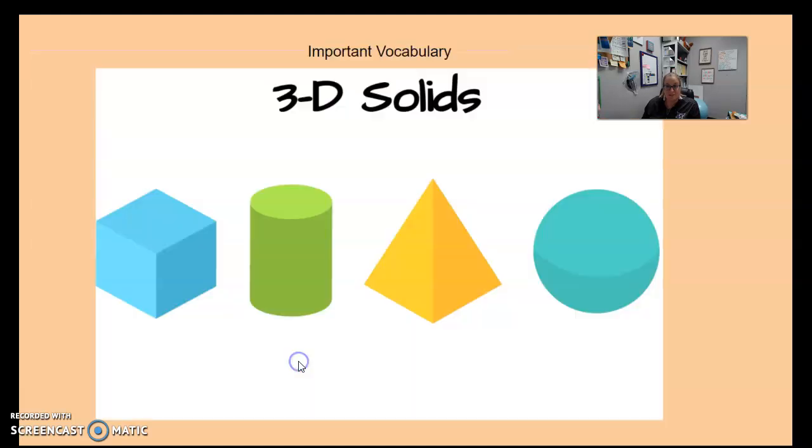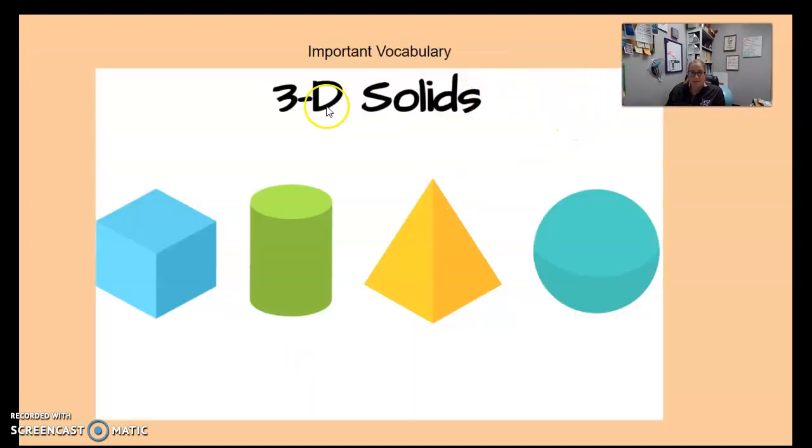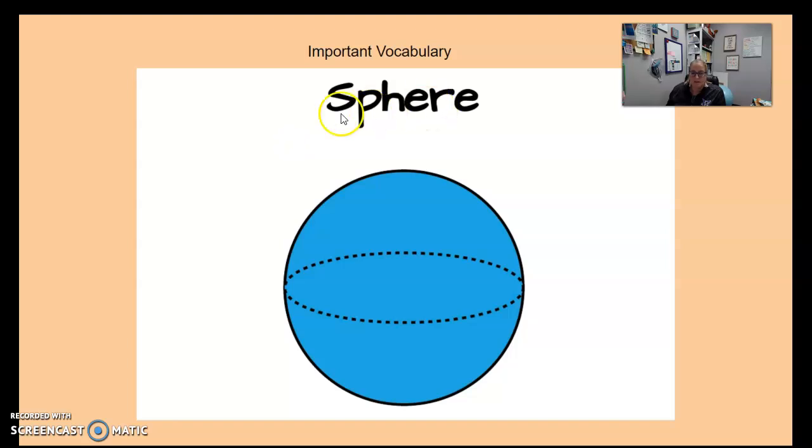So let's get started. Our first word we have today is 3D solids. This is a word that we've seen all week long. Remember, a 3D solid is a shape that is made up of 2D figures and it can stand up. The next word we have is a sphere. This is our word today. So look at this object. What does it remind you of? Just think about it. You don't have to tell me yet. So a sphere is a 3D object that is just made of one really big curved surface. And it reminds me of a ball.